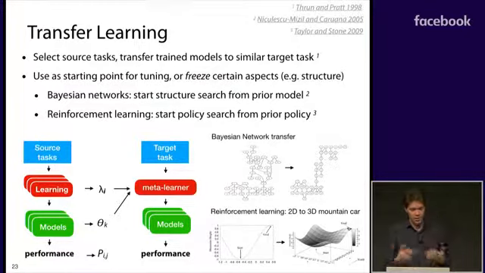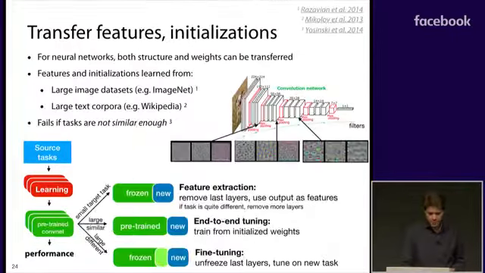There's been a lot of work here, for instance, in Bayesian networks, where you start with a trained Bayesian net on a similar task, and you make minor changes until you find a new Bayesian net that works well for your task. Or in reinforcement learning, you can go from one task to a similar task by taking a policy and only changing it a little bit. Now, something we've all probably been doing in our universities these days is transfer learning with neural networks, because there it works very well.